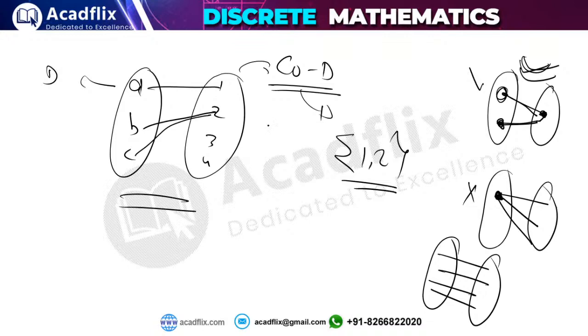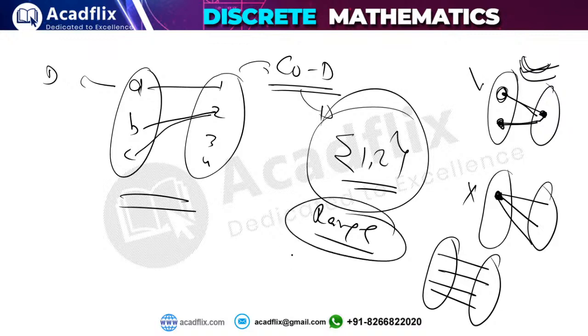Okay. Now, in this function, if you see this 1 and 2, they have a pre-image. This 1 has a pre-image, this 2 has a pre-image. But 3 and 4 do not have a pre-image. 3 has no pre-image, 4 has no pre-image. So this set {1, 2} is called the range.